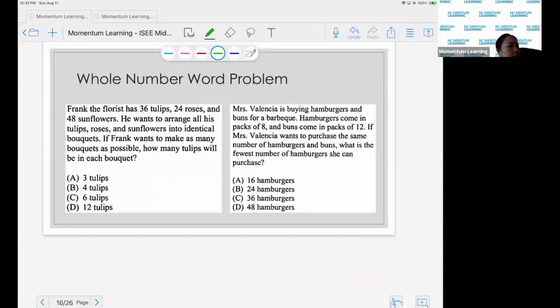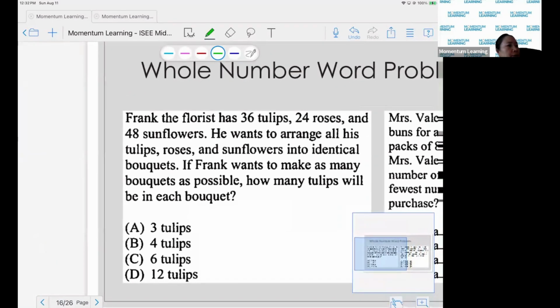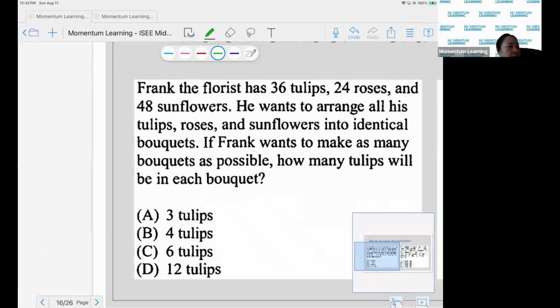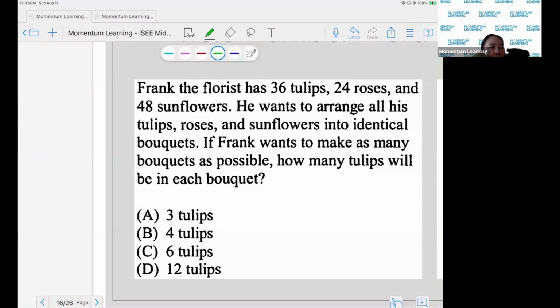Let's look at the next topic. Let's look at whole number word problems. This one is not challenging, but you need to convert what the question is actually asking. So we have 32.